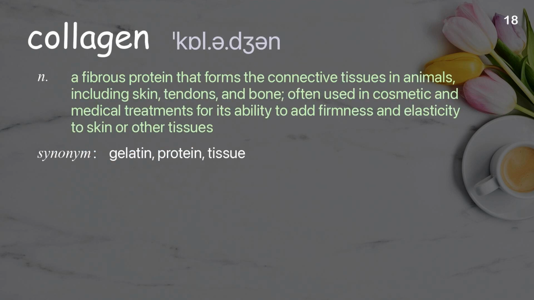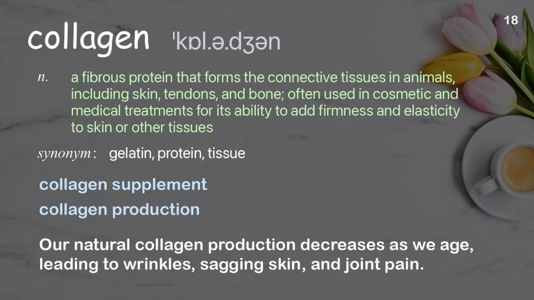Collagen. A fibrous protein that forms the connective tissues in animals, including skin, tendons, and bone, often used in cosmetic and medical treatments for its ability to add firmness and elasticity to skin or other tissues. Examples: collagen supplement, collagen production. Our natural collagen production decreases as we age, leading to wrinkles, sagging skin, and joint pain.